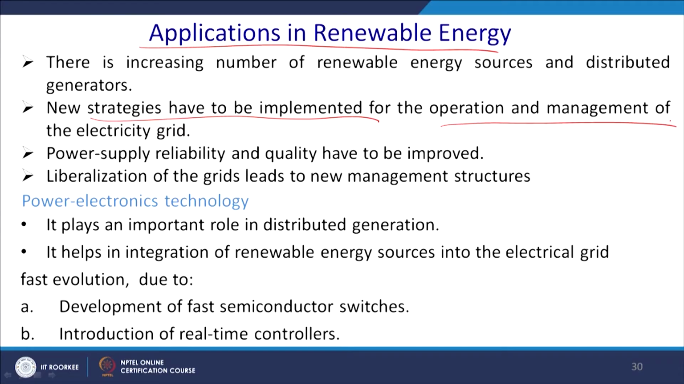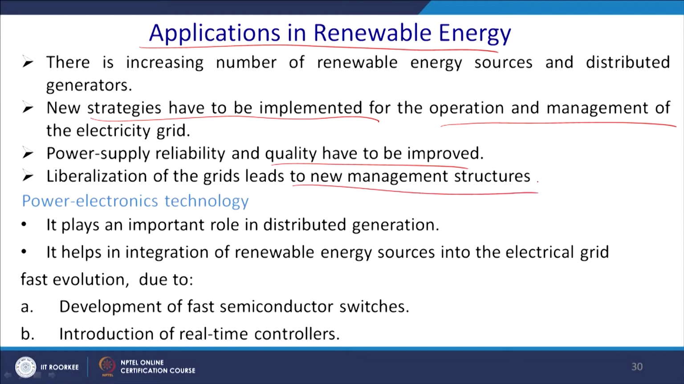So we require proper operation and management of the electricity grid. This is one of the challenges involved, and ultimately we require to provide solutions through control and power electronics. Power supply reliability and quality have to be improved, because the problem of power quality is basically due to the switching of the power electronic converters, and thus power electronics has to clear out the mess, and it should clear it out.